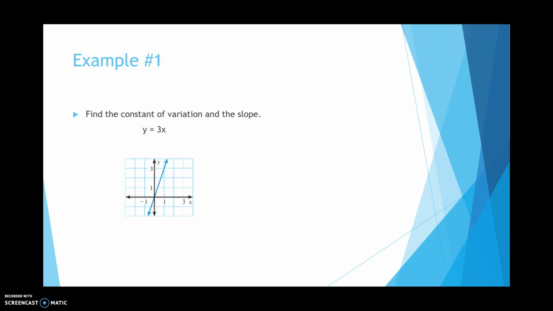So let's just get started here with some examples. Example number 1, it says find the constant of variation and the slope. So the constant of variation, that is your k value that we're solving for. So in the form of y equals k times x, this is my constant of variation.